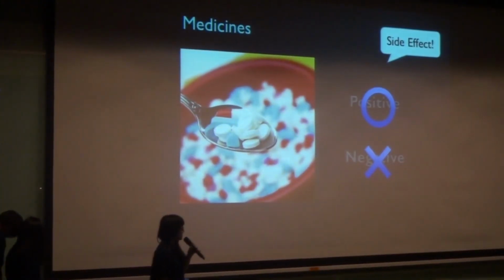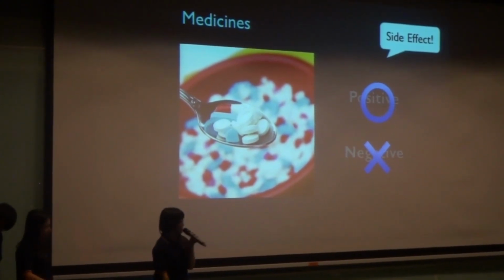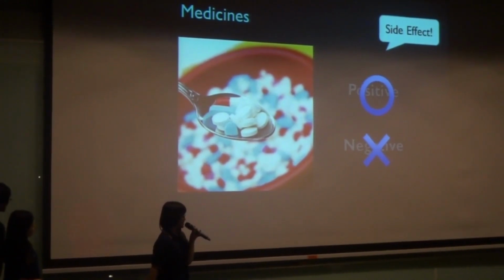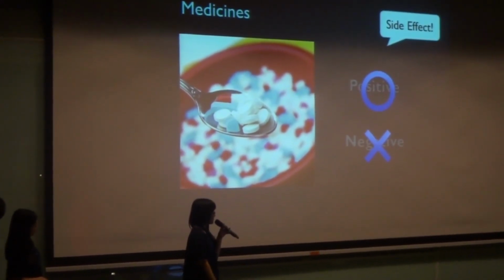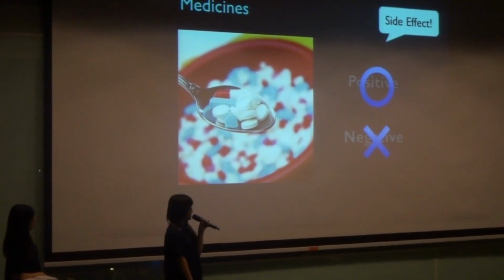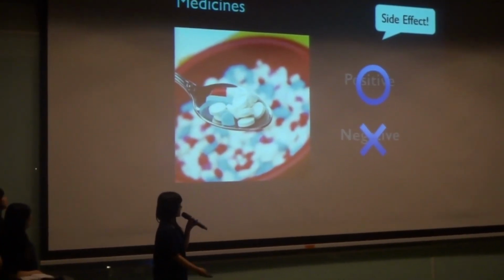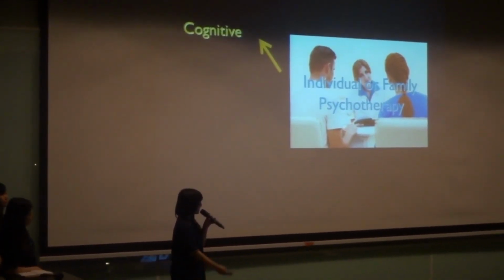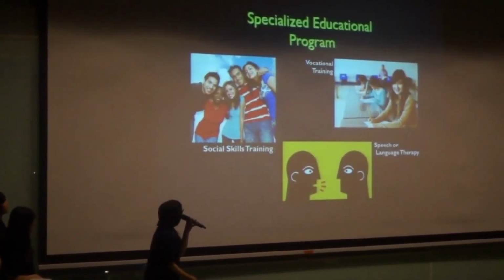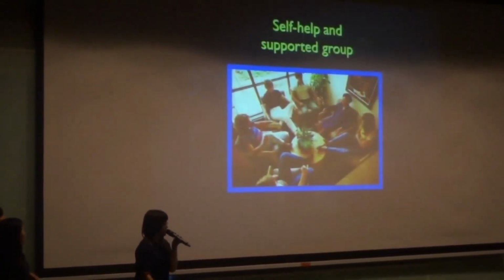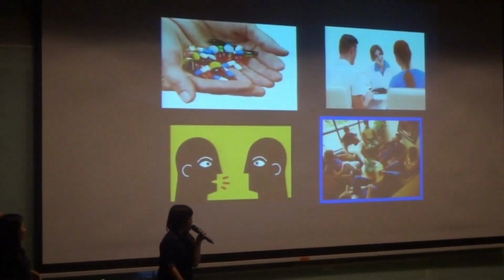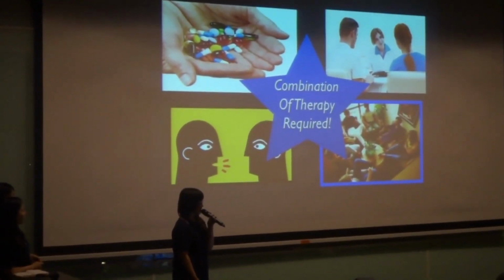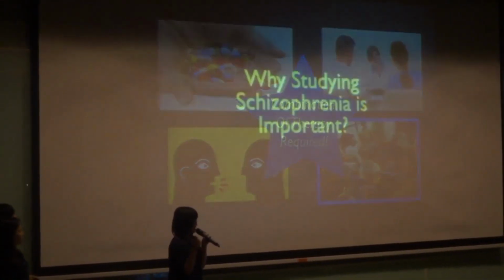So here's the treatment of schizophrenia. Though drugs are commonly used, they are less effective at treating negative symptoms than positive ones. It is important to consider the side effects and efficacy of the drug when choosing it. Also, therapists use individual or family psychotherapy, including cognitive or behavioral therapy, as well as specialized educational programs and self-help and supportive groups. Although the treatment of schizophrenia is complex, we have to use a combination of therapies.